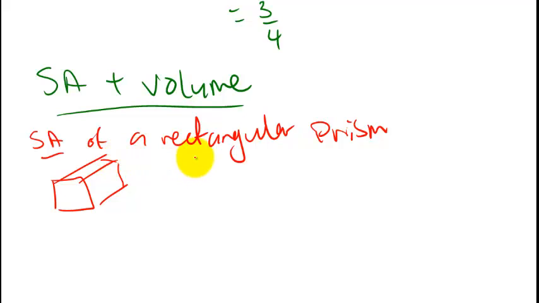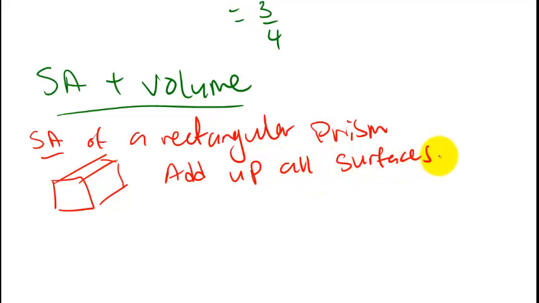For the surface area of a rectangular prism, you have to add up all the sides, or the surfaces. So, for example, this thing I've got here, that's a 6, that's a 3, and that's a 7. This part here, area 1, is equal to 6 times 3.